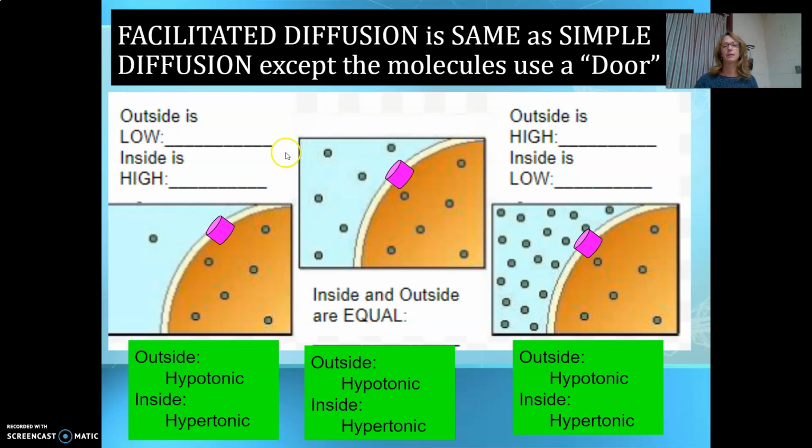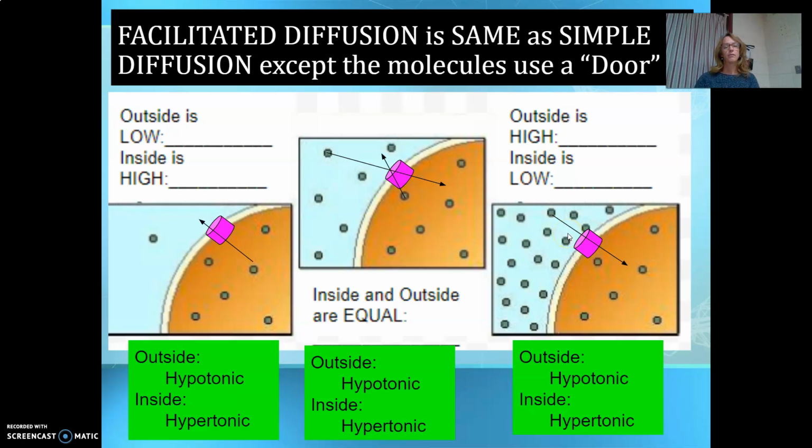All right, so let's look at the same thing here. Same pictures. I put this little door in. The same thing happens, all right? We can still label the cells the same way, but this time particles go out through a door. When it's isotonic, they go both ways, but just through that door. And if they're moving into the cell, they still come in, but again through a door.